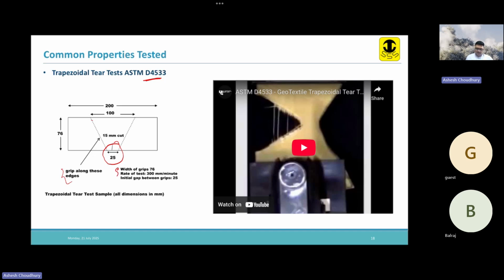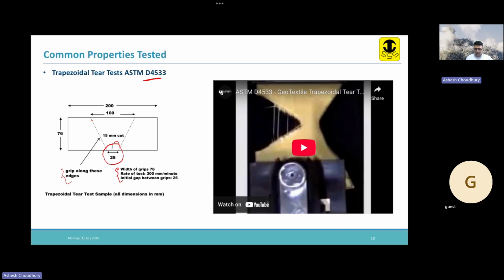So everything, the test gap is given, rate of test is given, and the initial gap between the grips is also given. These grips are holding the geotextile. Now, what is going to happen next is that we are going to pull it apart and we are going to allow this to tear. The 15 mm cut is there and this 25 mm is the difference between the grips. Okay, let us see this video.